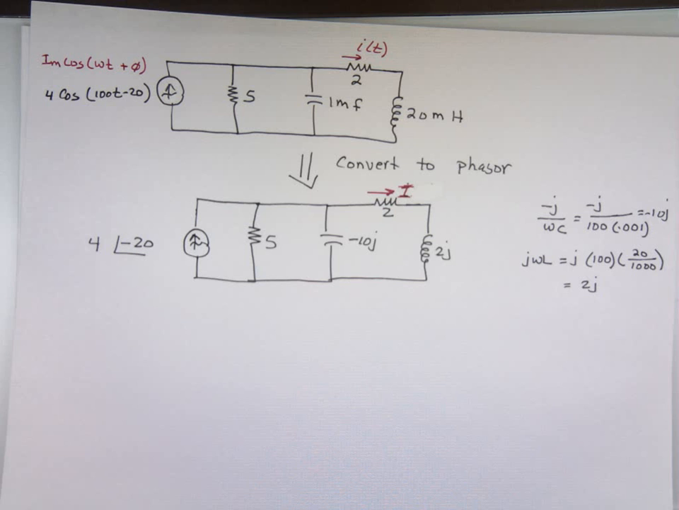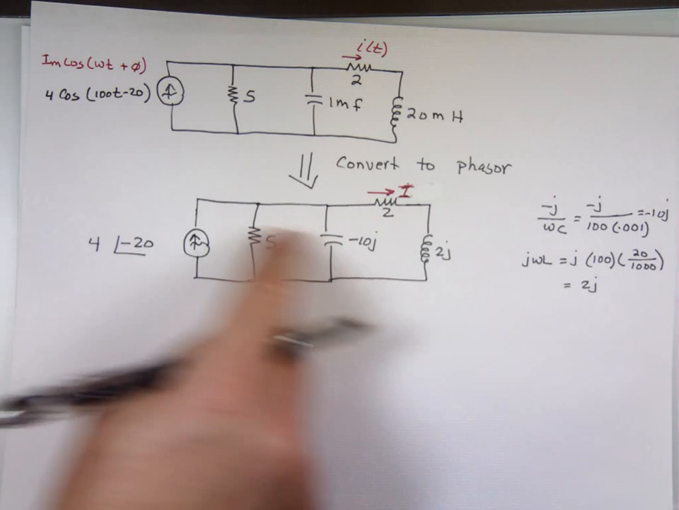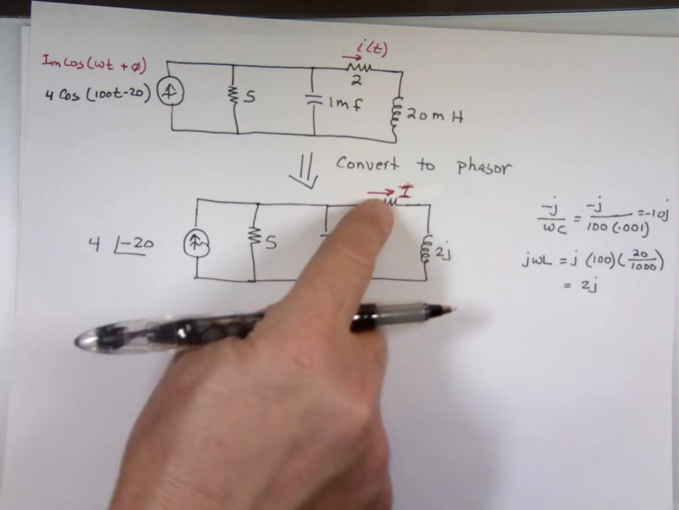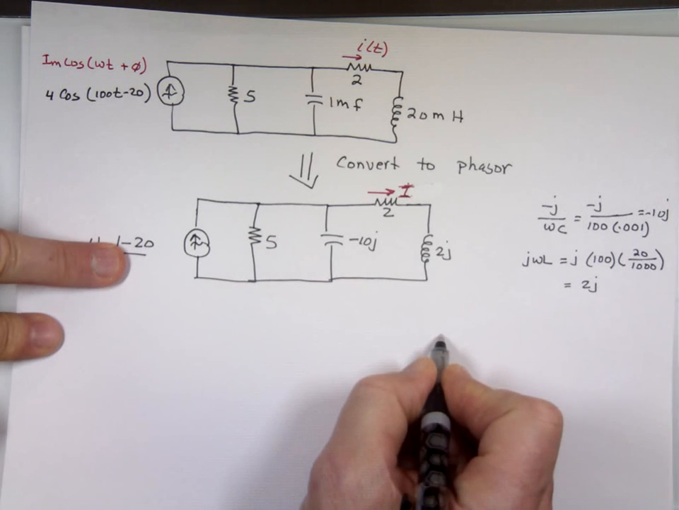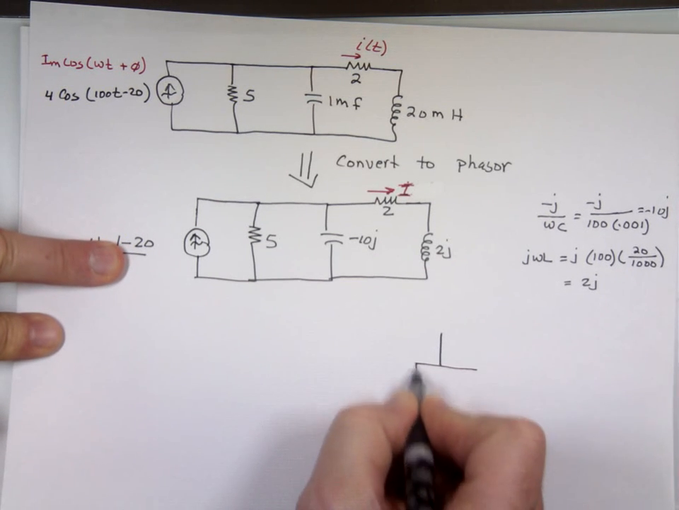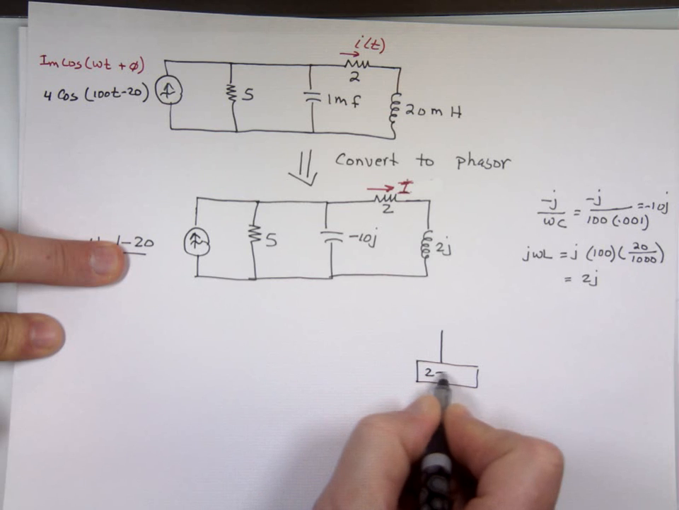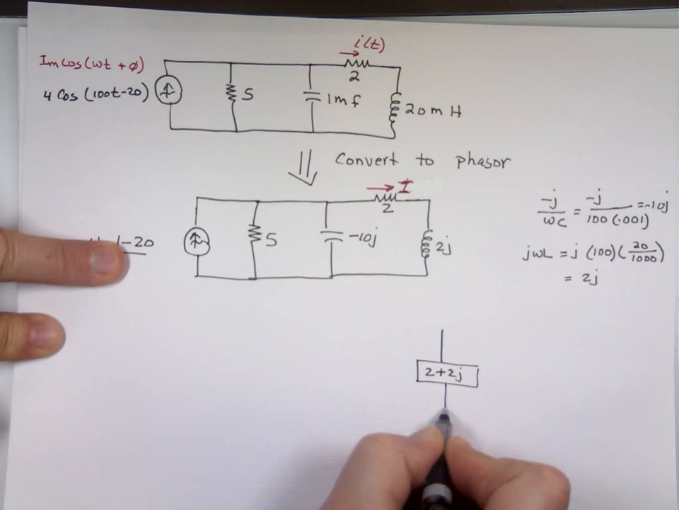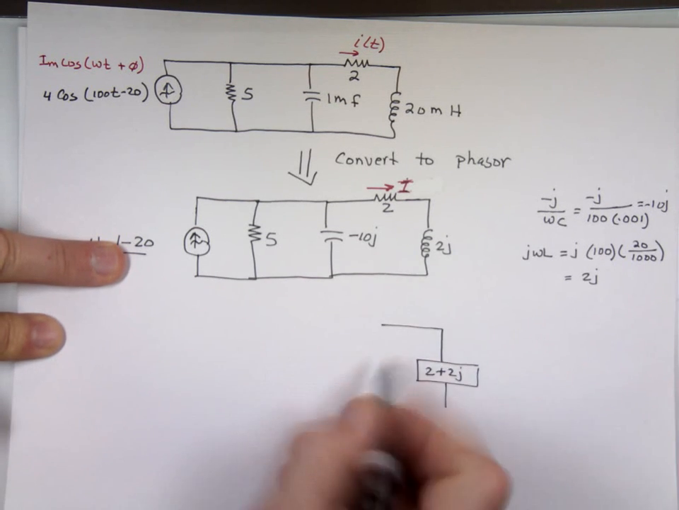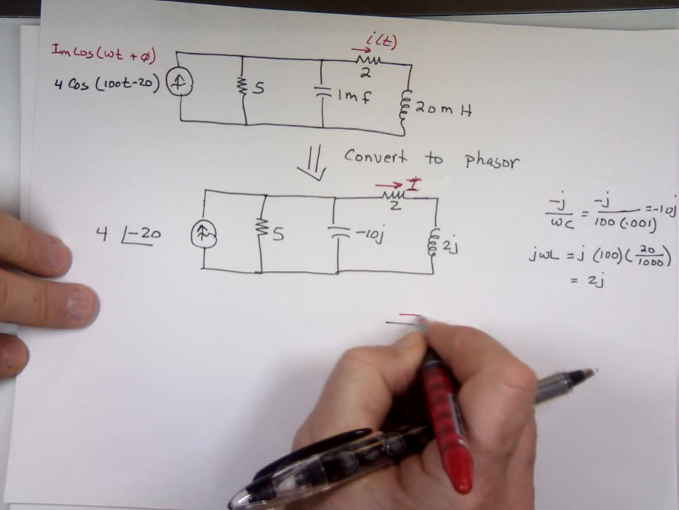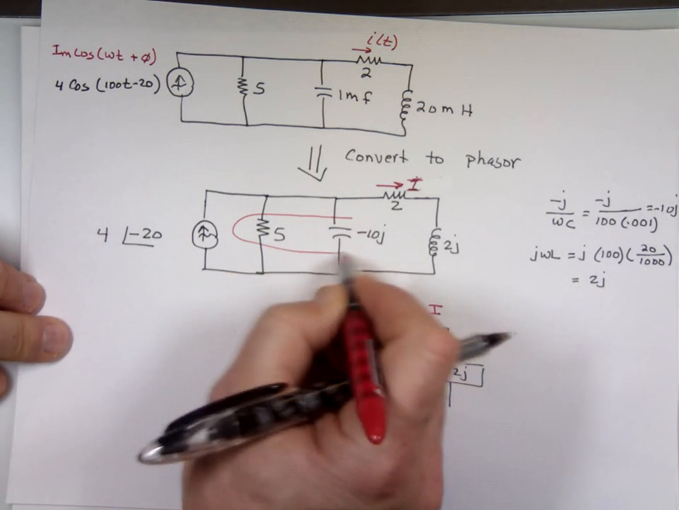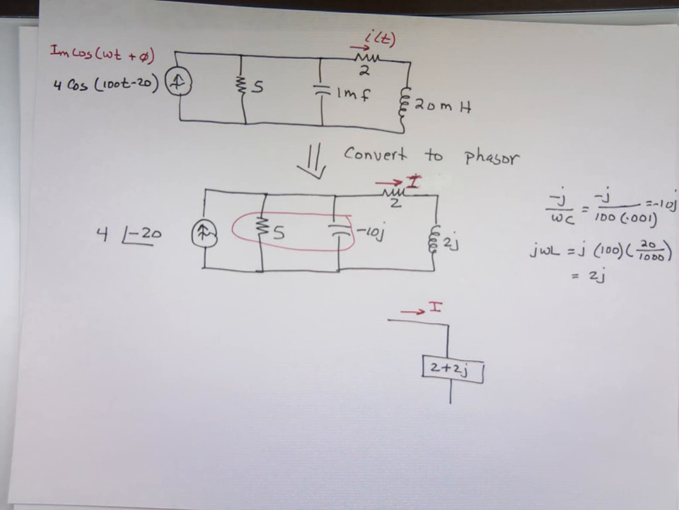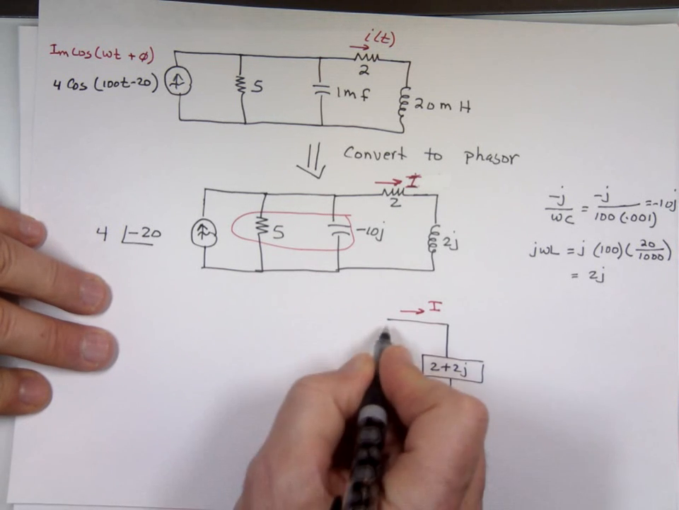And you treat these just like resistors. How are these two connected? So what do? You add them. When you add them, what's 2 plus 2J? 2 plus 2J. And this is I. How are these two connected? We treat them just like resistors in parallel, the product over the sum.